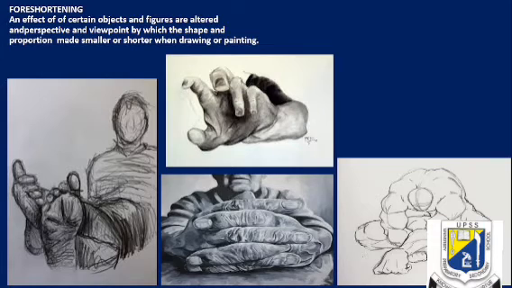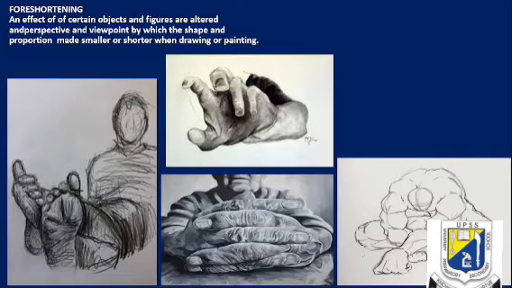Now, what is foreshortening? Foreshortening is an effect whereby certain objects and figures are altered in perspective and viewpoint, by which the shape and proportion are made smaller or shorter when drawing or painting.